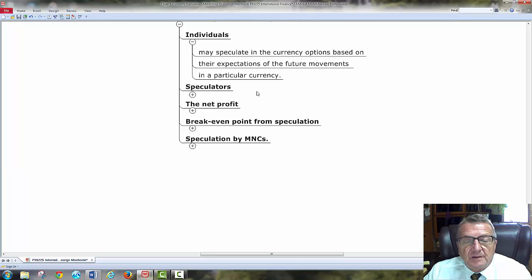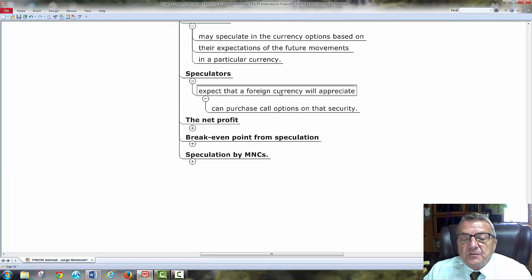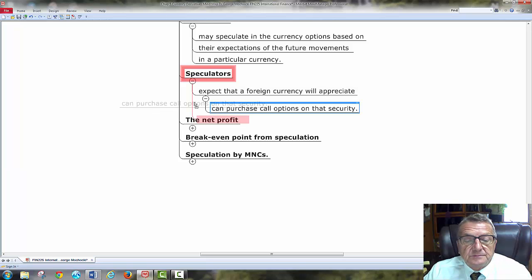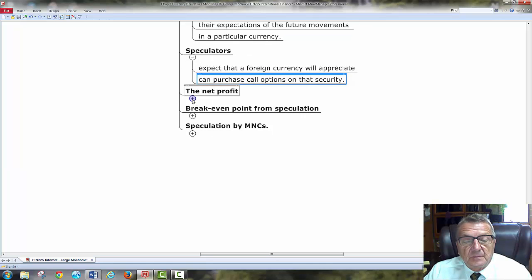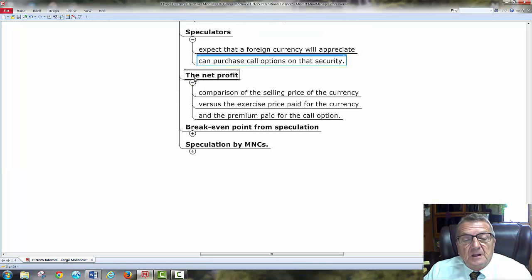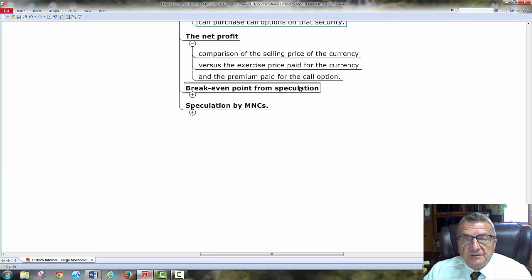All right. Now, speculators expect that the foreign currency will appreciate. Let's put that in here. They can purchase call options on that security. Now the net profit comparison is the selling price for the currency versus the exercise price paid for the currency and the premium paid for the call option. Remember, I'm paying for something, so I have to pay a premium.